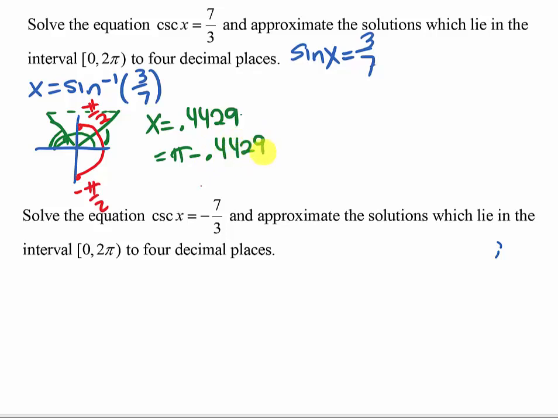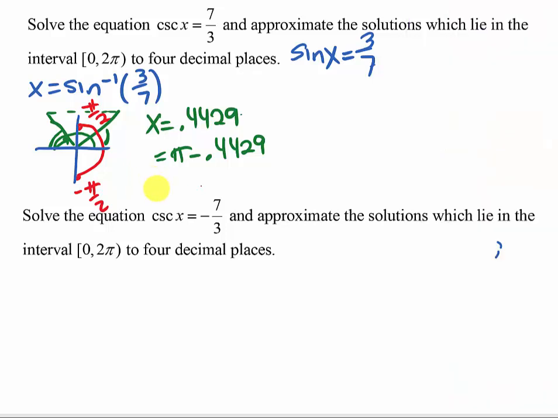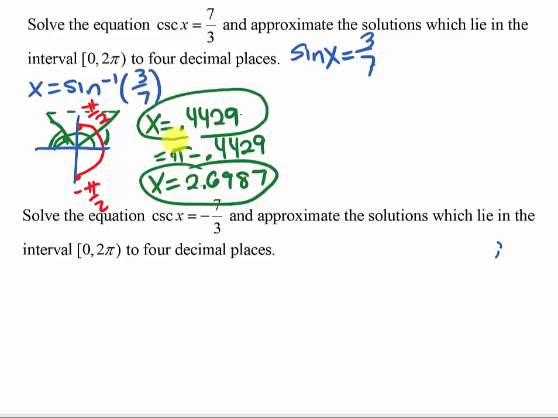And it's best to use the value in your calculator that's not rounded and only round at the end. So I'm going to take the calculator and do pi minus, pull up that answer, and I'm going to get 2.6987. So my second solution, x equals 2.6987. So here are my two solutions: if I took the sine of those angles, I would get 3/7, and if I took the cosecant of those angles, I would get 7/3.